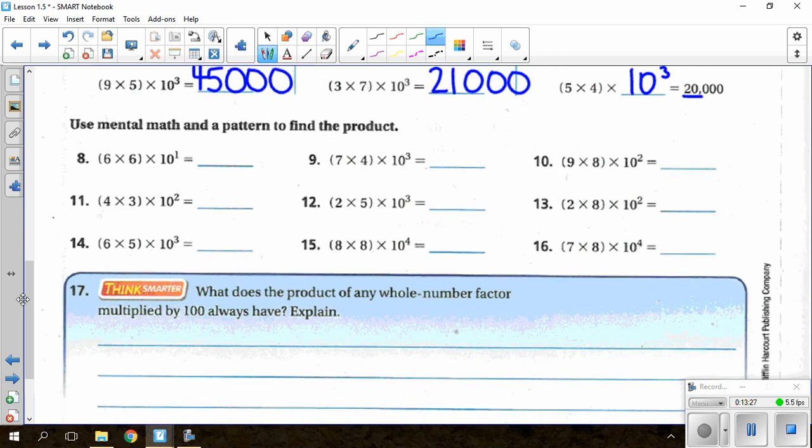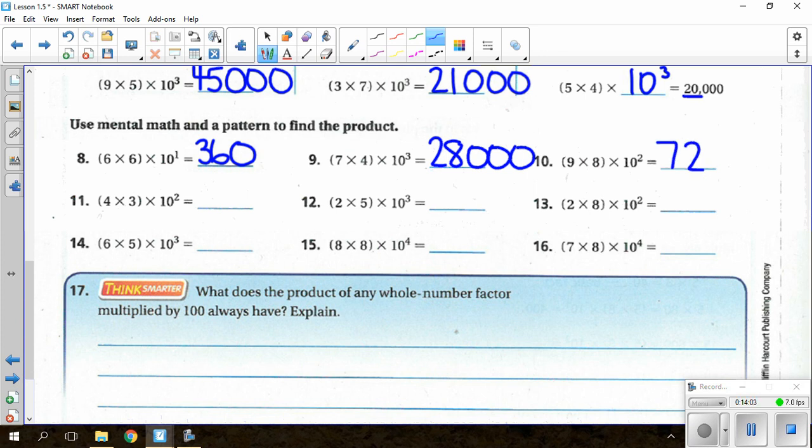For questions 8 through 16, we just have to multiply the basic fact together, and then we are adding the number of zeros that the times 10 to whatever exponent it is tells us to do. So for number 8, 6 times 6 equals 36, times 10 to the first power, that one exponent tells me to add 1 zero. Question number 9, 7 times 4 is 28, times 10 to the third, I need to add 3 zeros. For question number 10, 9 times 8 is 72, times 10 to the second power tells me to add 2 zeros.